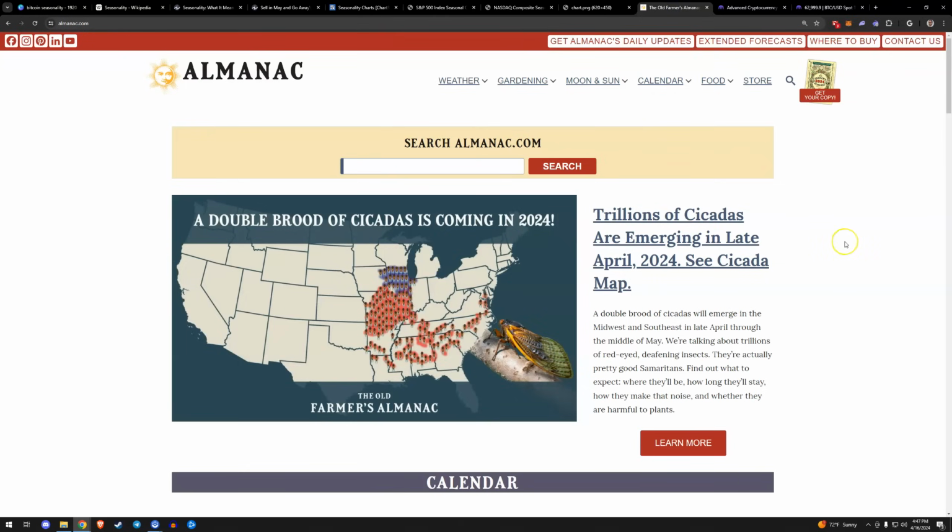For some reason, whenever I think about seasonality, I always think about the Farmer's Almanac, and just funny that, the cicadas are even a seasonal effect, right? This year it's a double brood. So the middle of the country is going to have a lot of fun with all the cicadas coming their way.